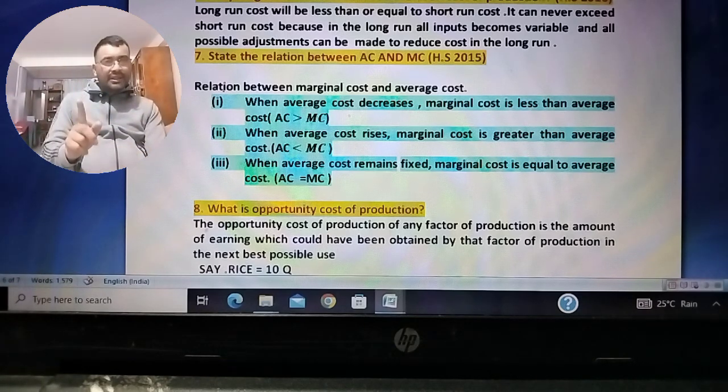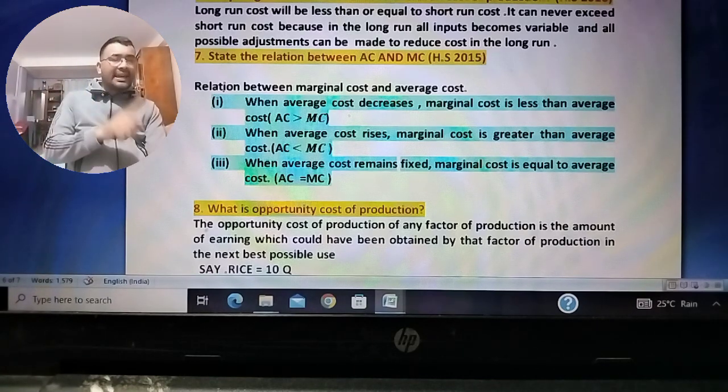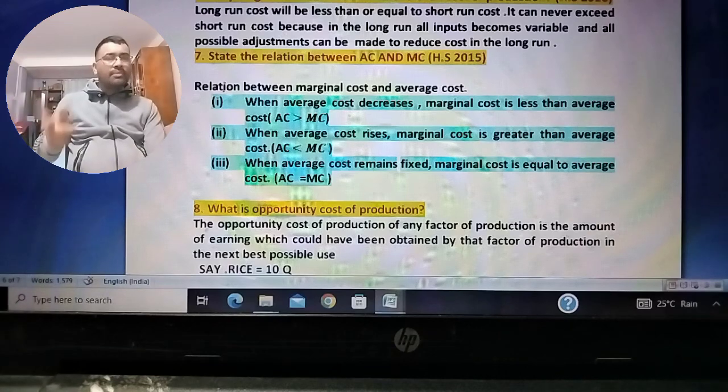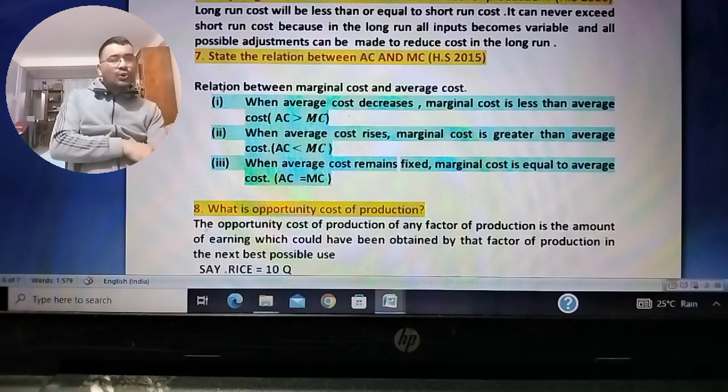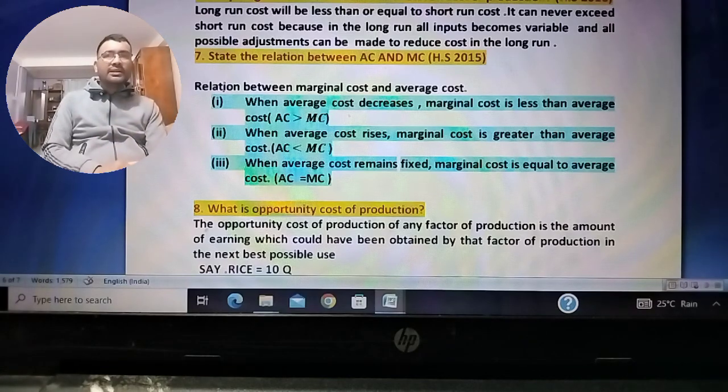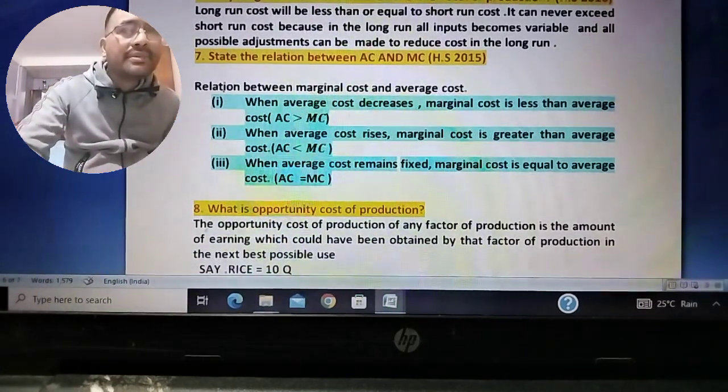So again, let's repeat. When AC decreases, AC is greater than MC, or MC is less than AC. When AC rises, then AC is less than MC, or MC is greater than AC. When AC reaches its extreme point, or when AC becomes constant, then AC will be exactly equal to MC. Okay, so this is the relation between AC and MC.